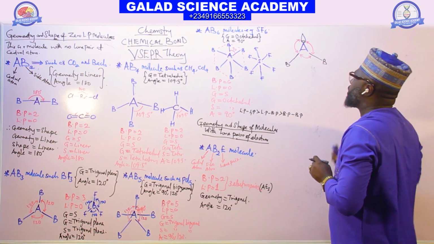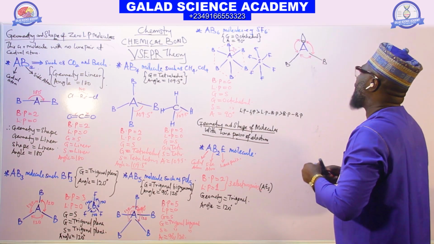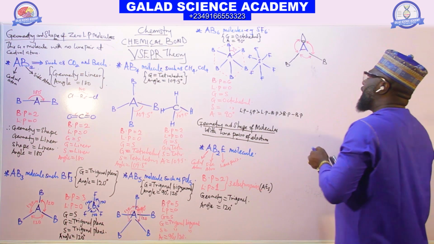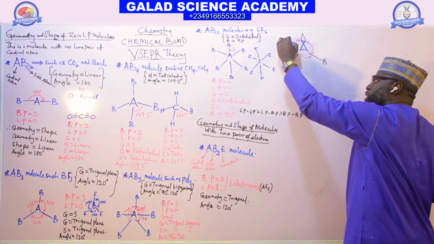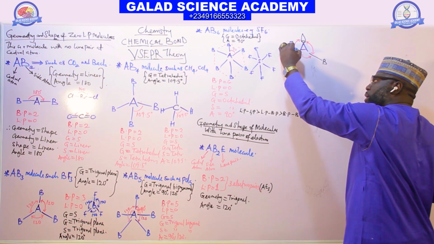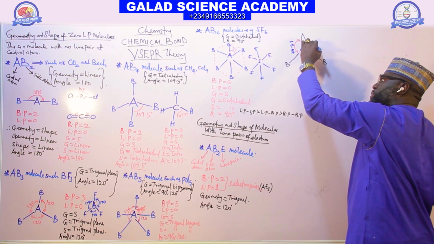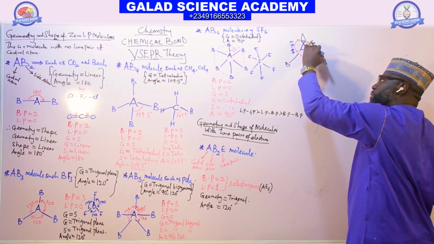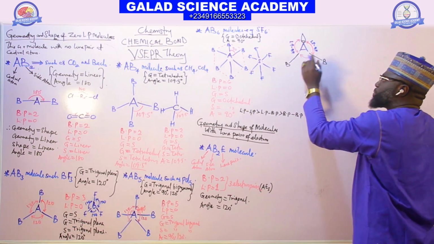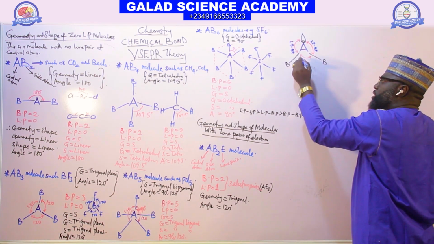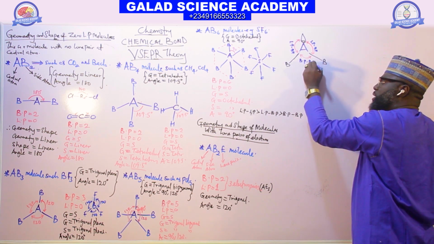We apply it here now. So between these repulsions, what do we have here? This place is a lone pair, this one is a bond pair. Here we have lone pair, bond pair. Here we also have lone pair, bond pair. The repulsion we have here. But here, we have bond pair, bond pair.